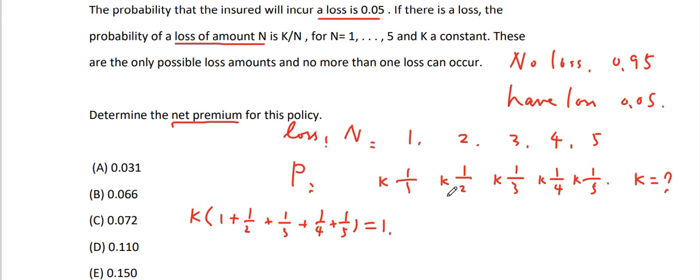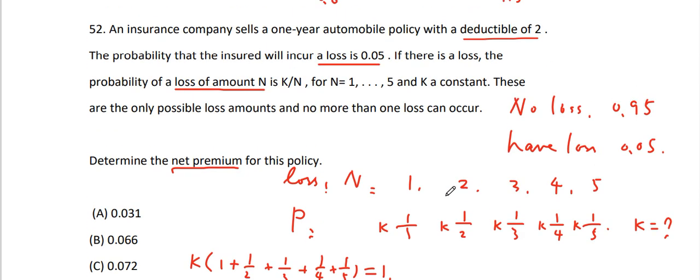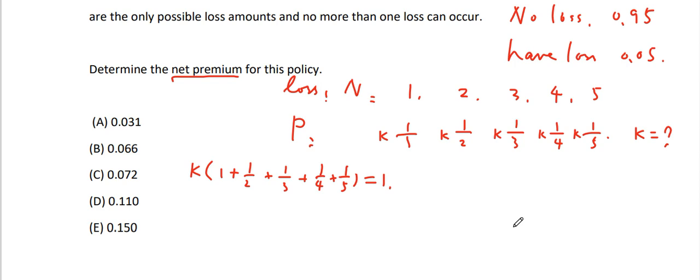Okay. So now we have a deductible, right? If the loss is 1, the payment... Yes, payment is quite a confusing thing. Payment is like this: if n equals 1, pay 0. If n equals 2, pay 0. If n equals 3, we pay 1, right? And so on. Payment is this.